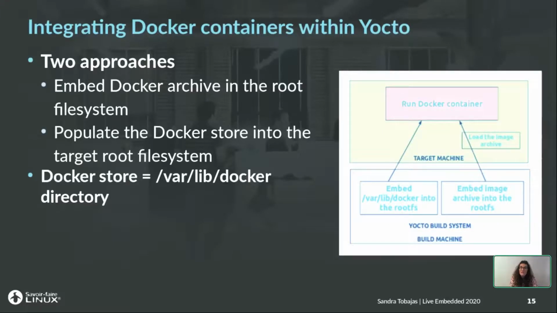Two approaches stood out from our brainstorming. The first is to embed a Docker archive in the root file system, and the other is to populate the Docker store into the target file system. To be precise, I will call the Docker store the /var/lib/docker directory. The Docker store contains information such as data from container layers, volumes, builds, networks, and clusters.